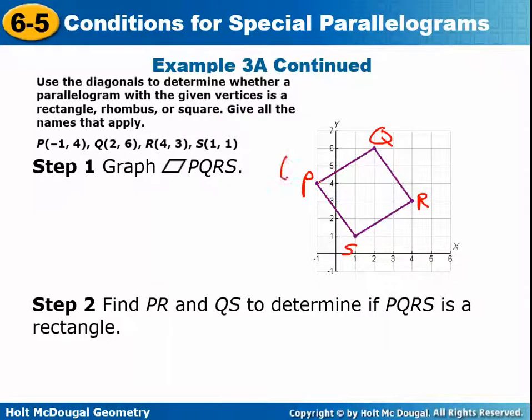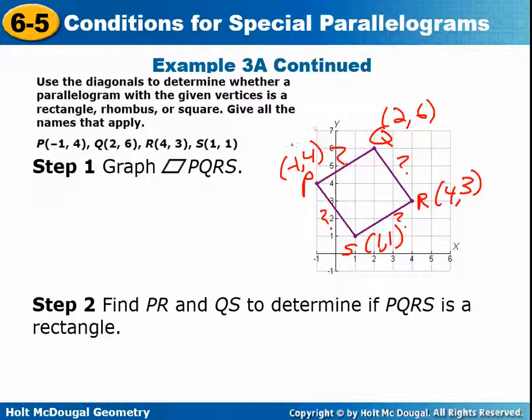So this is (-1, 4), (2, 6), (4, 3). And you can do this on your own paper. You don't have to try to do this in the Word worksheet. Or you can do it in Sketchpad and be even quicker. So we want to find this length, and this length, and this length, and this length. You can do that with the distance formula.